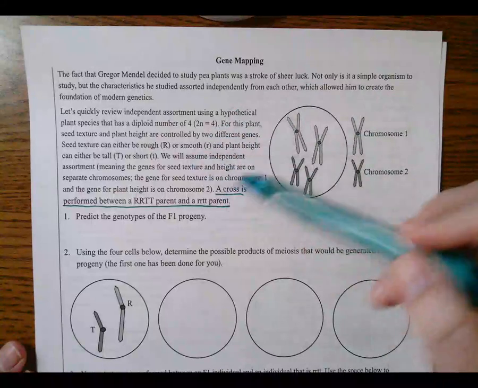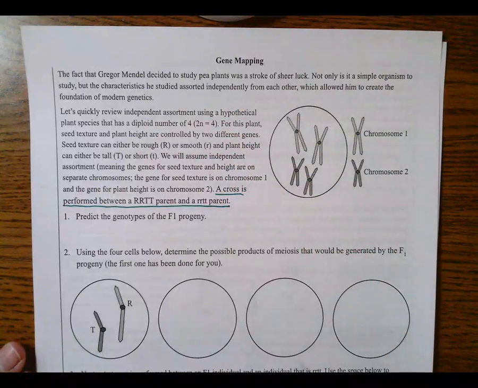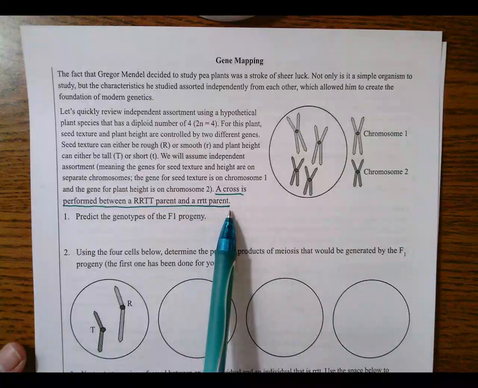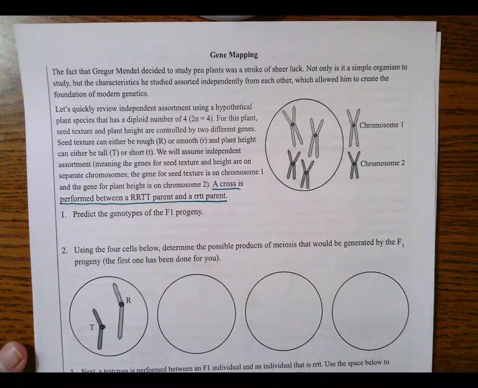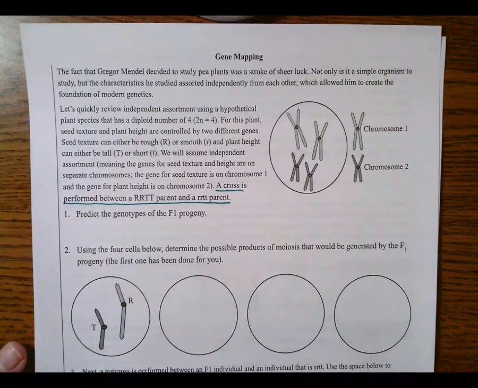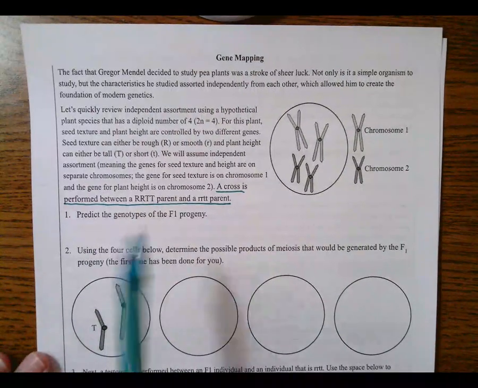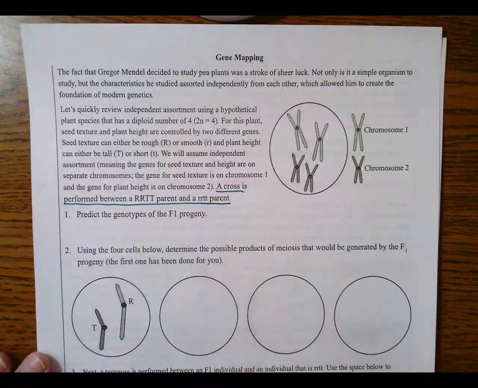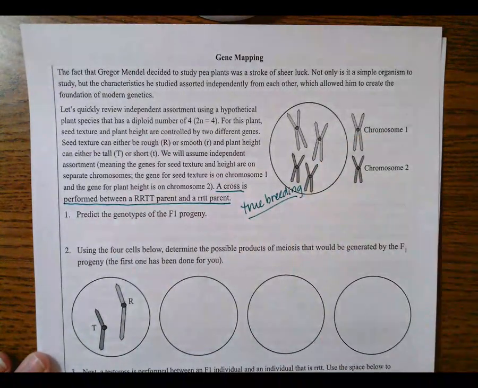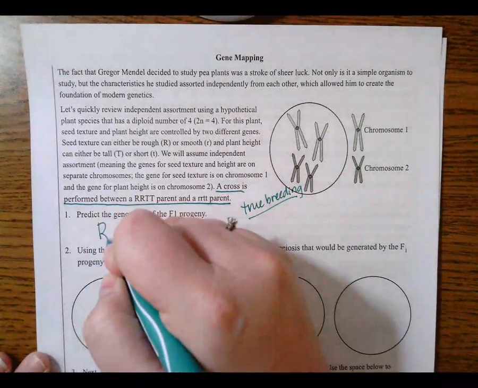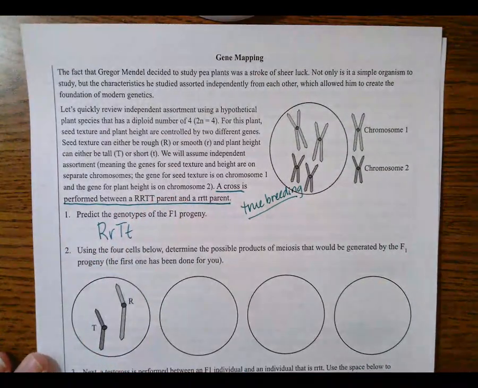You can read all of this stuff up here. Really, the most important part is this last sentence right here, especially for answering the first question. So we have a cross performed between these two parents. Number one says predict the genotypes of the F1 progeny. This is actually pretty easy because if you notice here and here, we have true breeding parents. Okay, so with true breeding, the genotypes of the F1 progeny are always going to be the same. So here, our genotypes are going to be heterozygous.